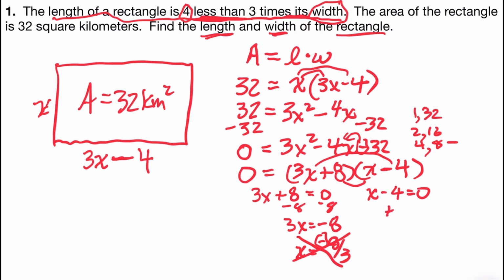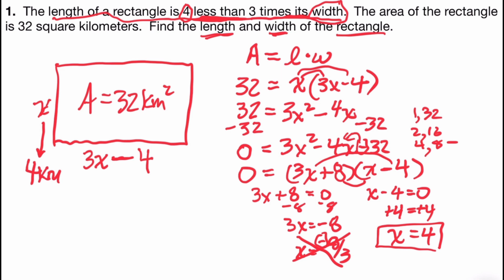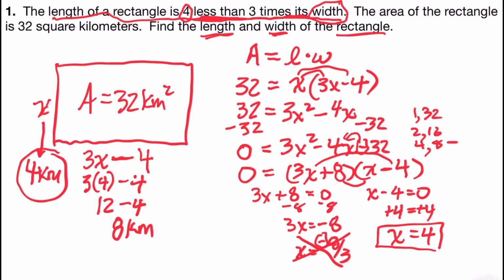For the other factor, I'm going to add 4 to both sides, and so I would find out that x equals 4, which is a positive measure for the distance, and so I know the width in my rectangle will be 4 kilometers. Then I'm going to substitute 4 for the x in the length expression. 3 times 4 is 12, and 12 minus 4 is 8, and so I find out that the length would be 8 kilometers. And so to answer the question, the width of the rectangle is 4 kilometers, and the length of the rectangle is 8 kilometers.